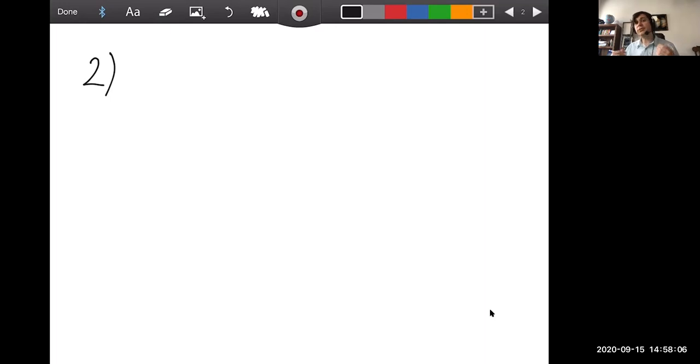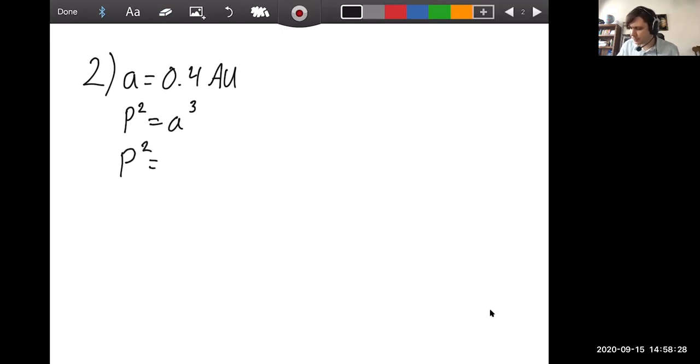But we're just going to figure out what the orbital period of Mercury is if I know that a semi-major axis, A, equals 0.4 astronomical units, AU. So write Kepler's third law, p squared equals a cubed. I know what A is, so let's go ahead and use that information. P squared equals 0.4 cubed. Go ahead and work that out if you need to using a calculator.